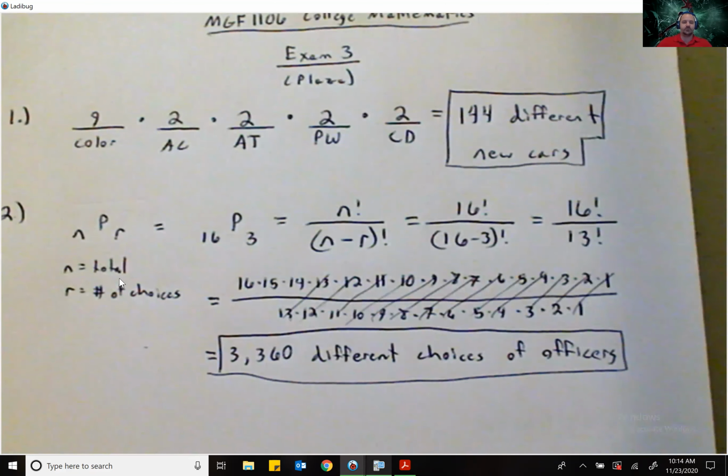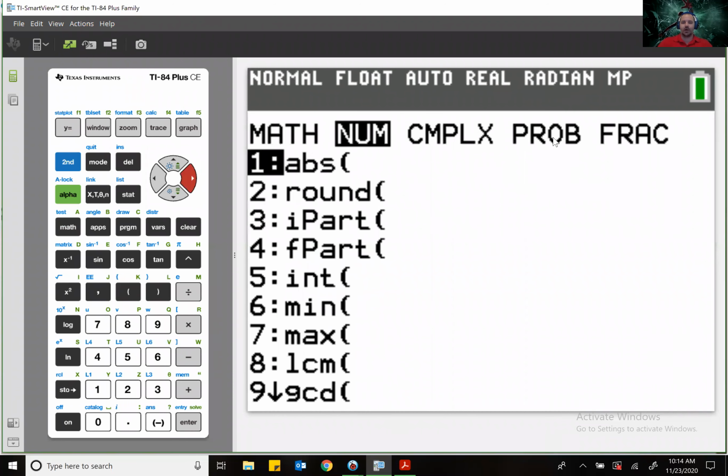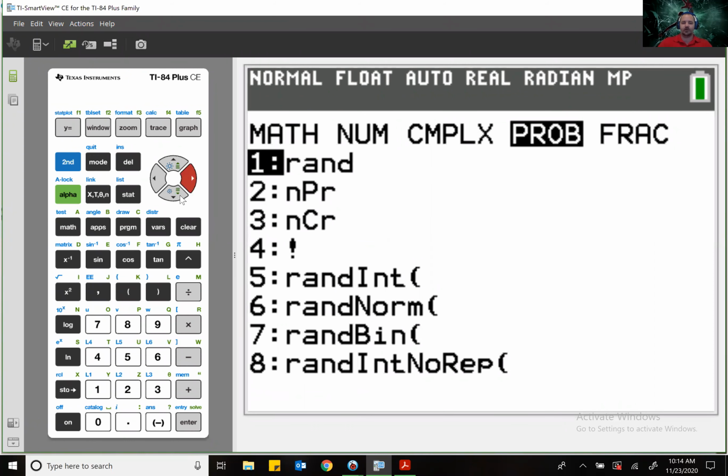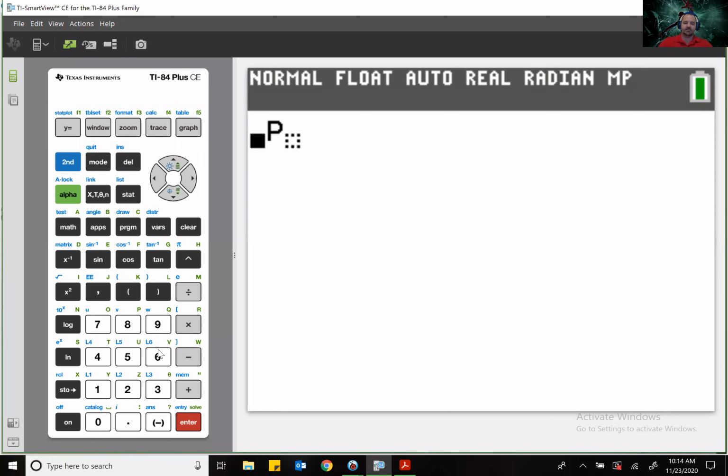Okay. So if you just go to your calculator and you hit math, scroll over to the word prob. Hey, nPr. Scroll down to it. And all you've got to do is put in 16, scroll over to the next box. Oop, too far. Hit 3. And boom, there's the answer.